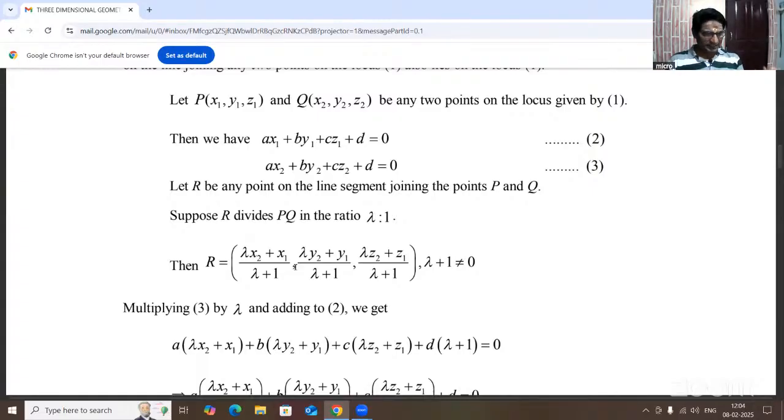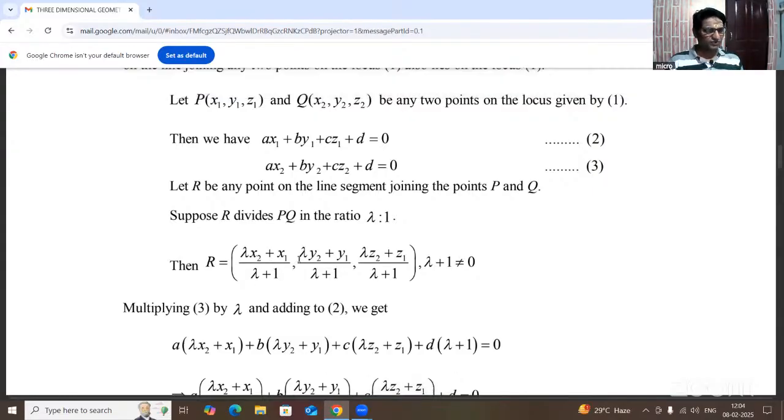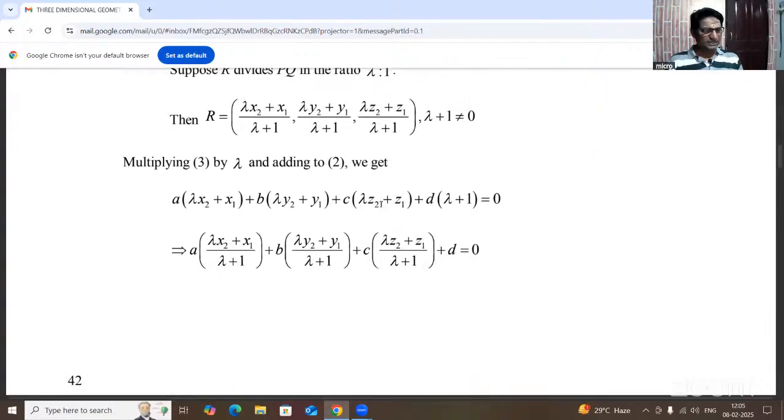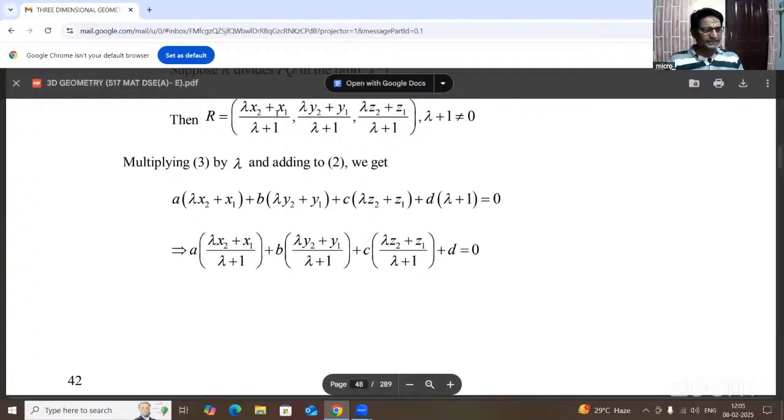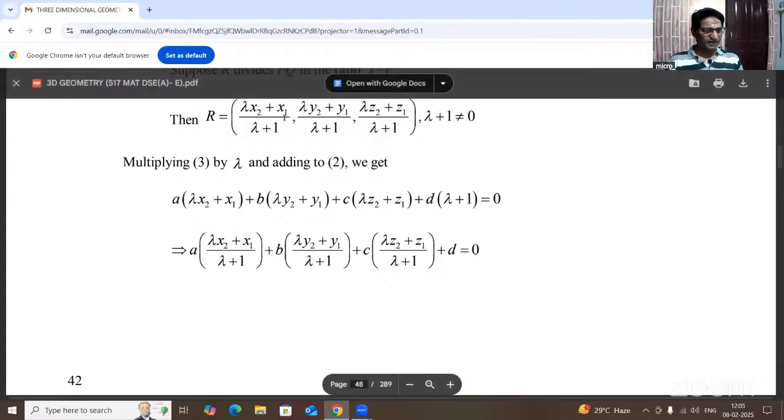Replacing m and n by lambda and 1, we get the section formula: (lambda x2 plus x1) by (lambda plus 1), (lambda y2 plus y1) by (lambda plus 1), (lambda z2 plus z1) by (lambda plus 1). Now this point is treated as the coordinates x, y, z. This point satisfies the third equation. Here x means (lambda x2 plus x1), y means (lambda y2 plus y1), because lambda plus 1 is common in the denominator of the coordinates of the point.